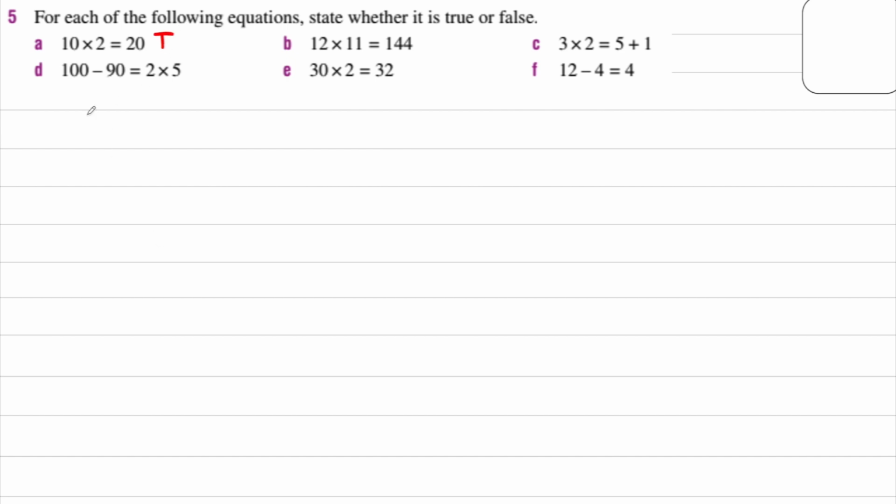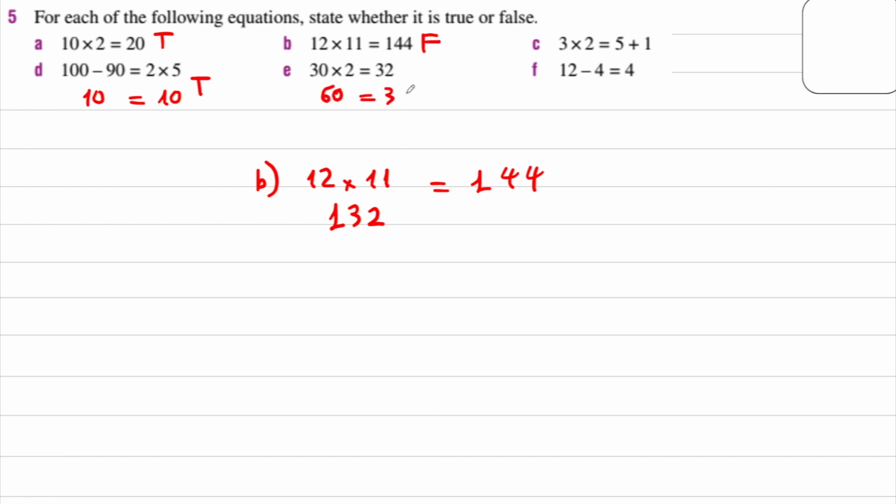Here is true. This one is 10. The other side is 10. Yes, this is true. Here is 100. No, 11 multiply 12 equal to 132, and the other side is 144. So this is false. Here you got 60. This one 32, so this is false. And here is 6. The right hand side also be 6. Here is 8. The other side is 4. So this is false and this is true.